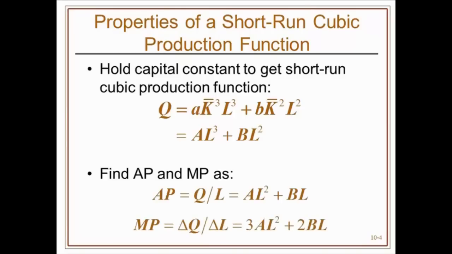You get your average product and your marginal product terms the same way that we always do. Average product is just Q divided by L. So if you take that short run production function and divide it by L, you get A L squared plus B times L. Marginal product will be the derivative of the cubic production function with respect to the variable L. So 3 times A times L squared plus 2 times B times L.